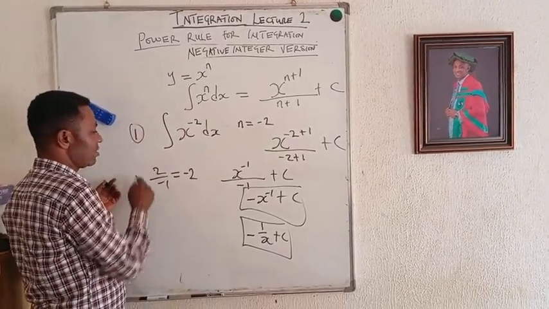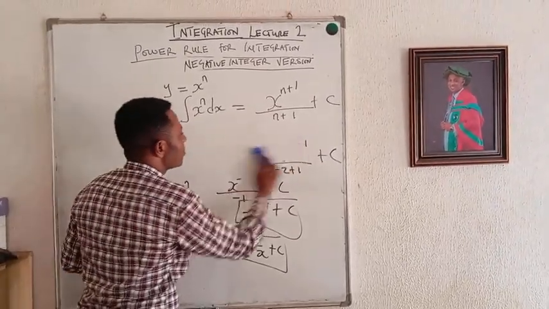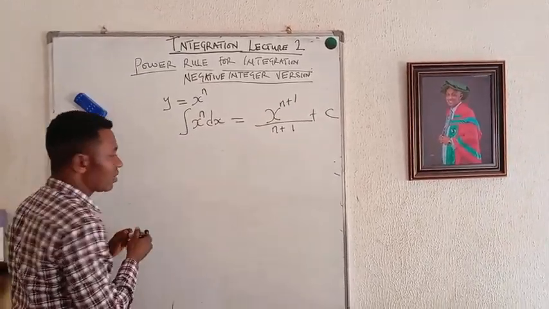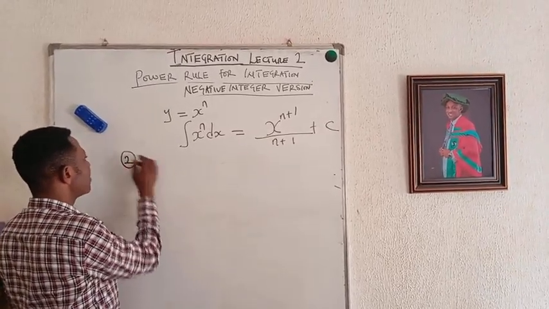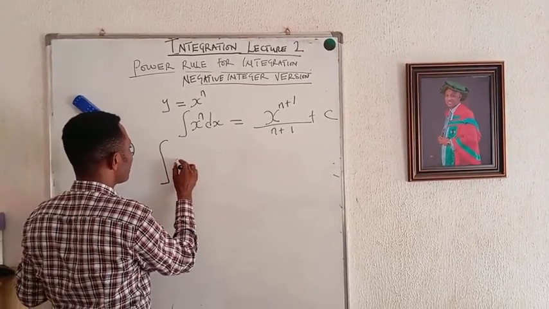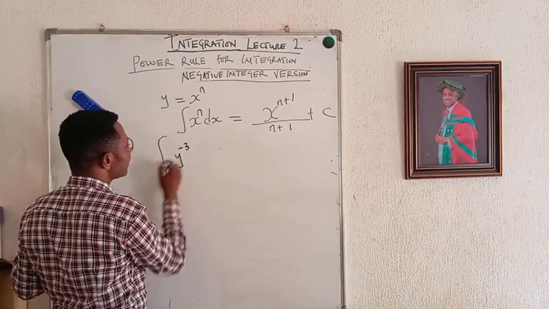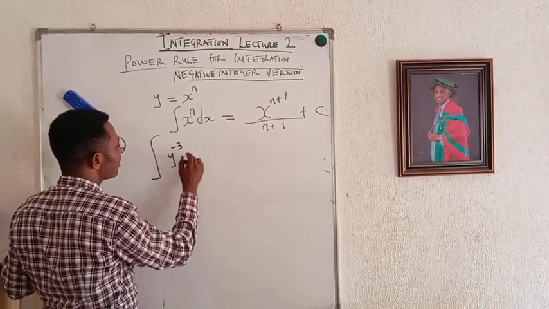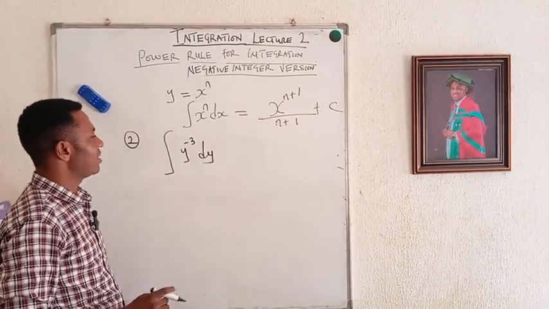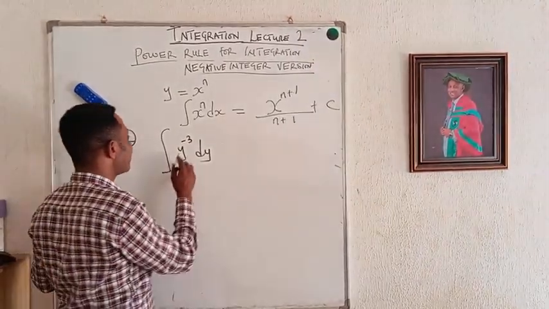This is example 1. Number 2. We say integrate, for example, y minus 3 dy, y power minus 3 dy. It must not always be x, so what are we going to do?